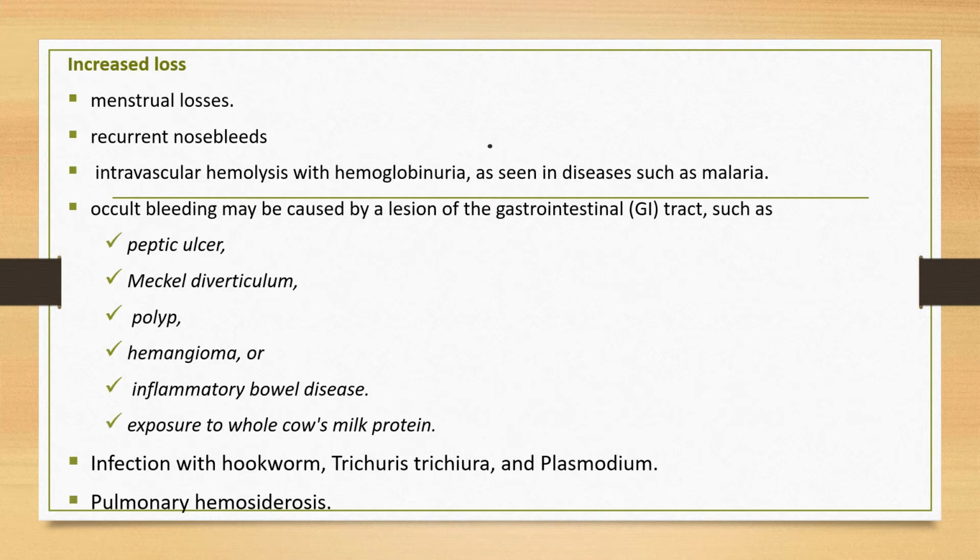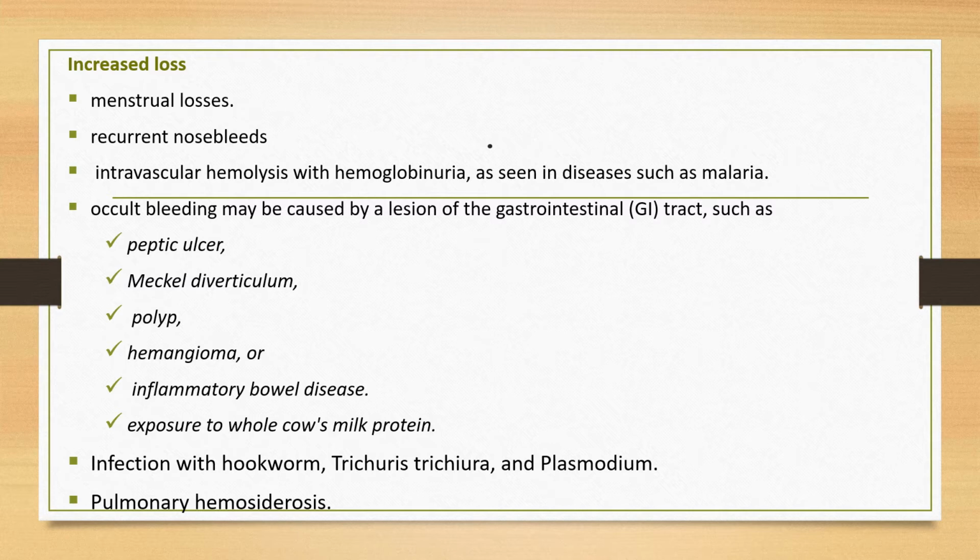The other cause of iron deficiency is increased loss. Increased loss can be from anything that causes loss of iron. For example, in adolescent girls, menstrual losses can cause iron deficiency anemia, as can recurrent nosebleed, recurrent epistaxis, and intravascular hemolysis with hemoglobinuria, for example in diseases like malaria or hemolytic disease. Occult bleeding may be caused by lesions of the gastrointestinal tract, such as peptic ulcer, Meckel diverticulum, polyp, hemangioma, or inflammatory bowel disease. Exposure to whole cow milk protein, which causes milk protein colitis, causes occult bleeding, and it may predispose to iron deficiency anemia.